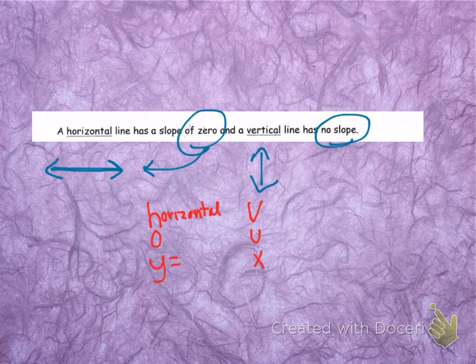And then here a vertical line has an undefined slope, that's that no slope, and that equation is an x equals line. So just putting that out there, and we will use it more later. Hopefully it'll stick in your brain.